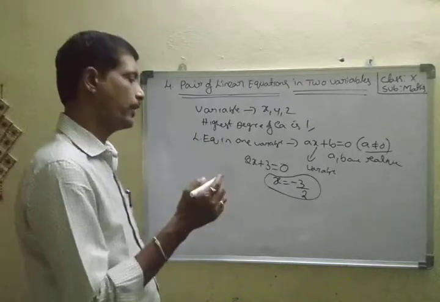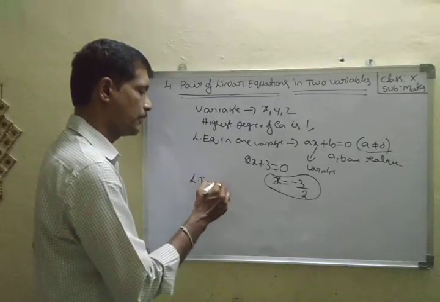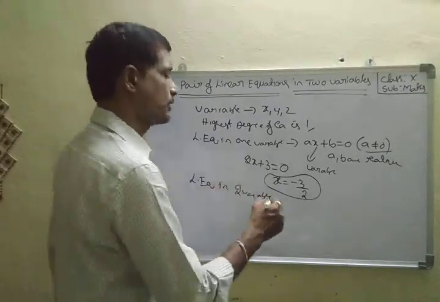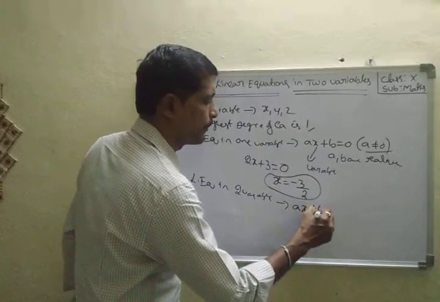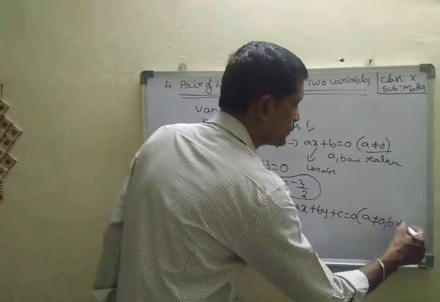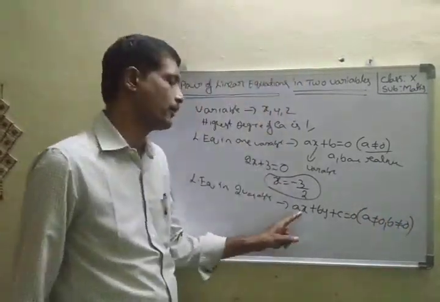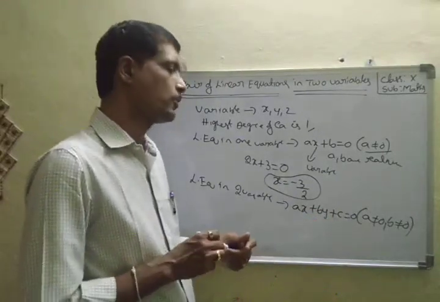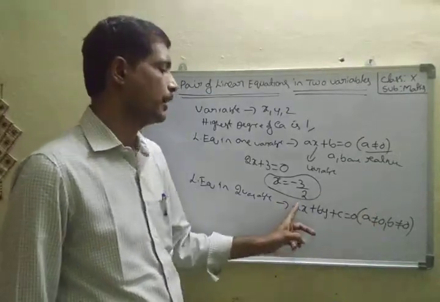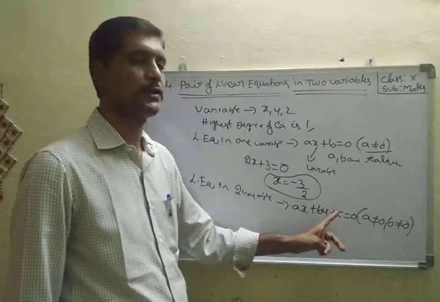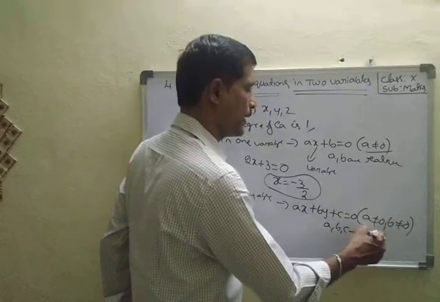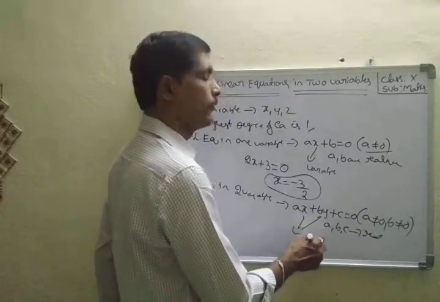Next, linear equation in two variables. Already in the previous class we have studied this one. That is ax plus by plus c equal to 0, where a is not equal to 0 and b is not equal to 0. Suppose a equal to 0, then here by plus c equal to 0. Suppose b equal to 0, only ax plus c equal to 0. So that's why a is not equal to 0 and b is not equal to 0. Here a, b, c are real numbers and x and y are variables.